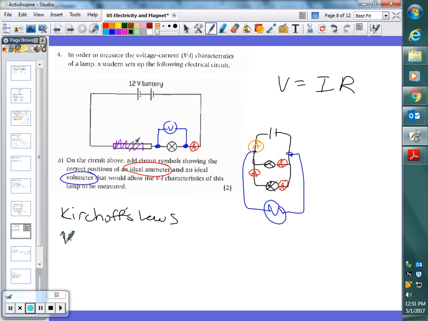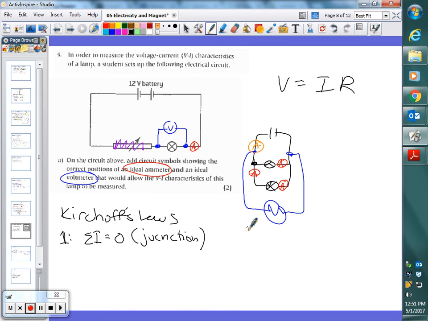Number one, sigma I equals 0 for any junction. Okay? This is a junction right here, a spot where we're splitting current, basically, right?